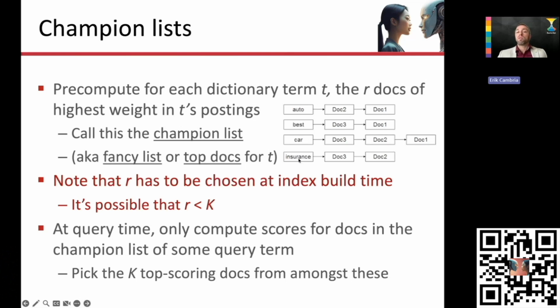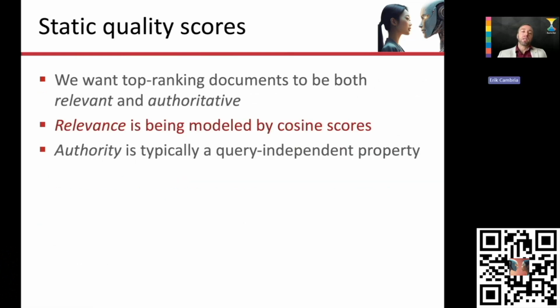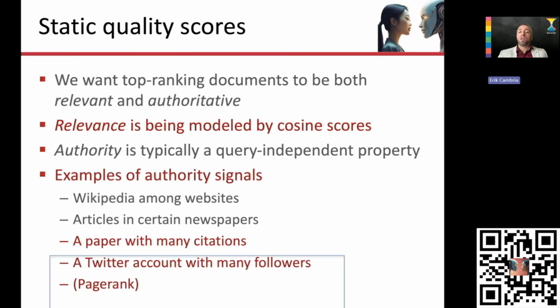If I have a mix of these, let's say the query is "best car", I already know that I should look into the documents that are both in the champions list of "best" and in the champions list of "car".